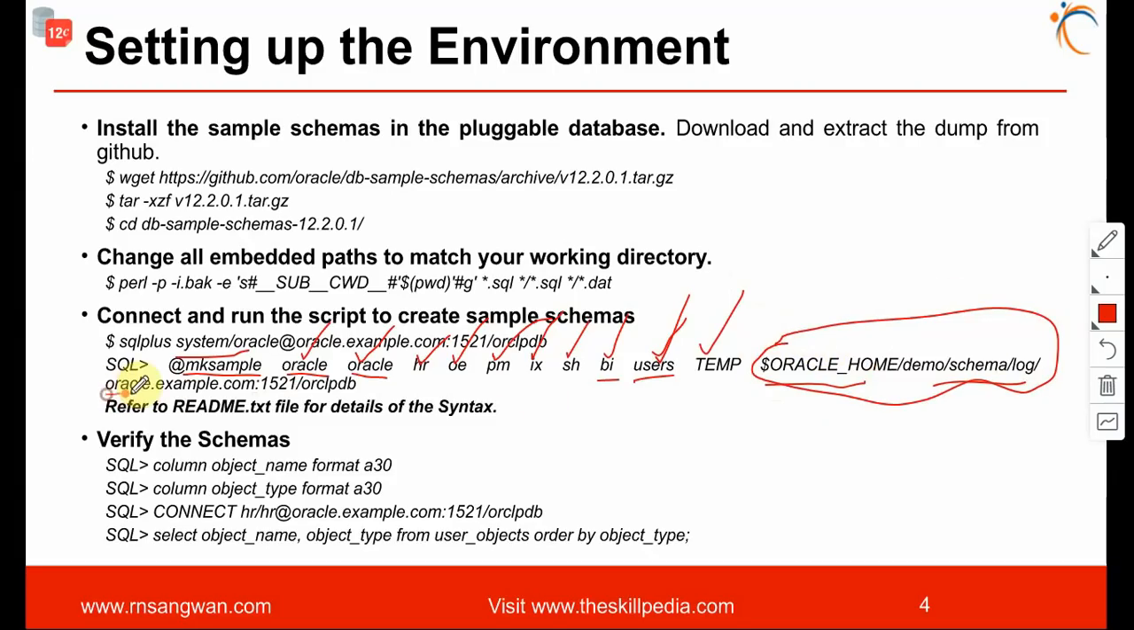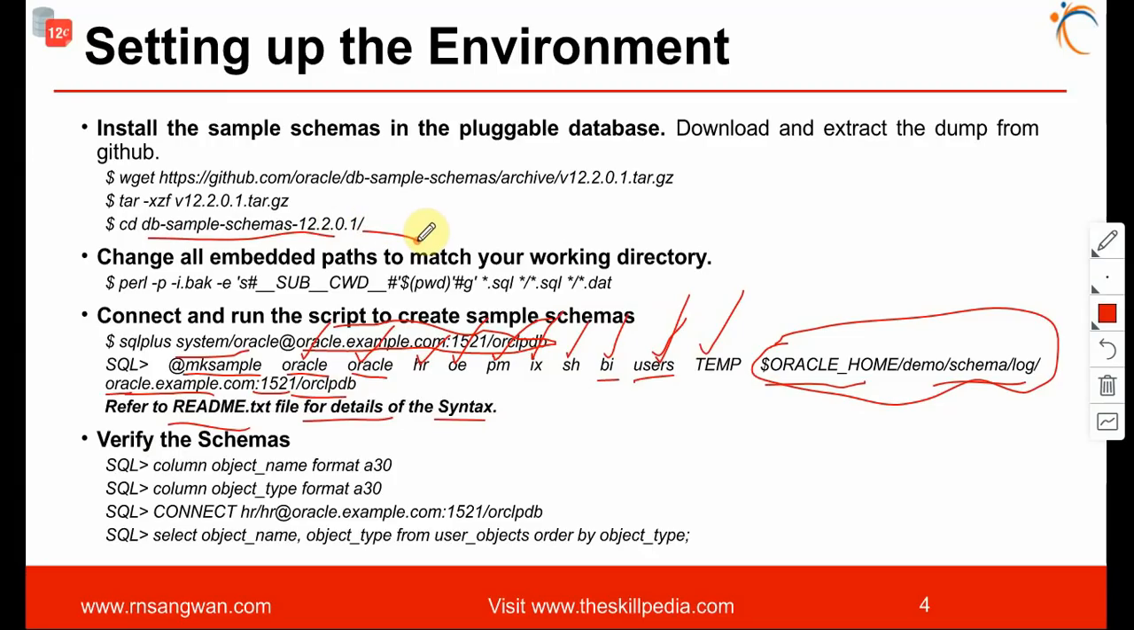And then connection details. The connection is as I specified here. This complete part from here to here is the connection detail: oracle.example.com:1521/orclpdb. You specify these details, then it will install all these scripts. It will take 15-20 minutes, but it will install all the schemas. Refer to the readme.txt file for details of the syntax. All these details are mentioned in the readme.txt file created in this directory. When you are extracting the file, if you go to this directory, you will find the readme.txt file. Verify the schema.